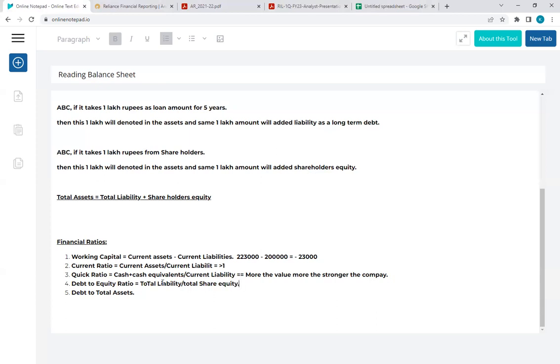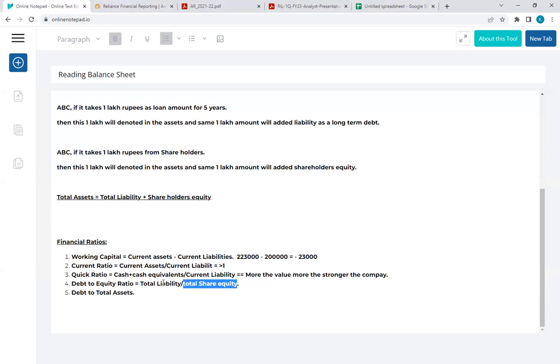Okay, so what we are trying to get from this ratio is to observe the liability of the company. Is the company depending on the liabilities more, or is it depending on the shareholders' equity more? So we can find this out.